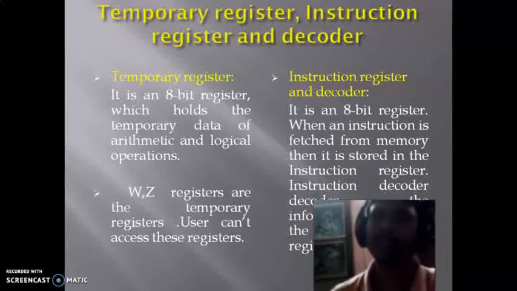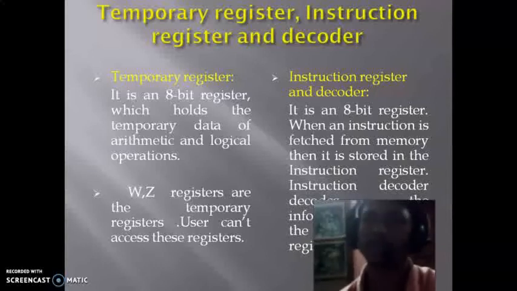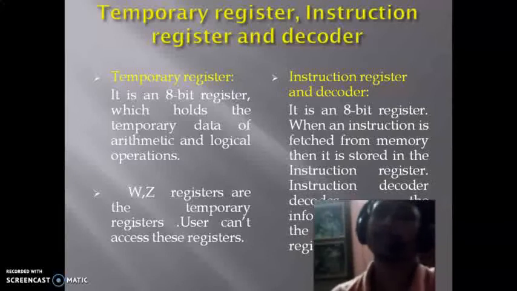Next is the instruction register and decoder. After data is stored in memory, it is accessed by the address bus, and it comes into the instruction register through the data bus, and after that the decoding is done. Basically the operation is happening here.